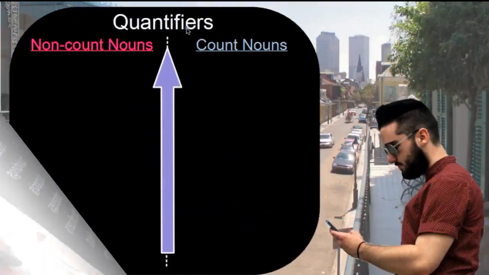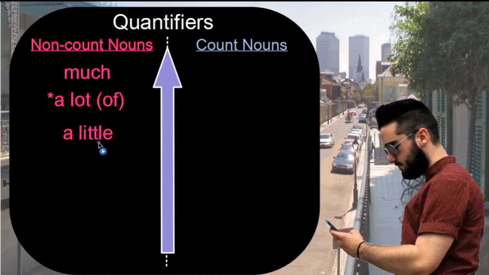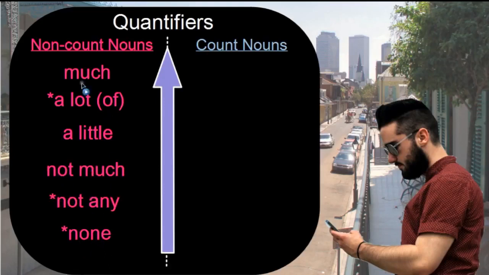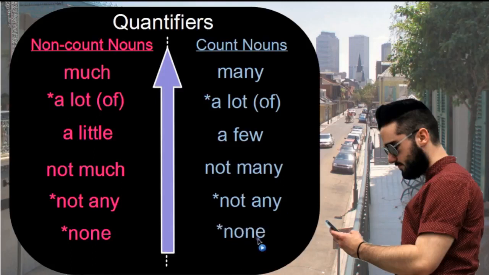Okay, today's grammar is quantifiers. In quantifiers, it's important to know what is a non-count noun and what is a count noun. First, let's look at the non-count nouns. For example, much. Much is a quantifier we use for non-count nouns. We also have a lot of, a little, not much, not any, and none. These are quantifiers for non-count nouns. Now it's time for the count nouns. We have many, a lot of, a few, not many, not any, and none.